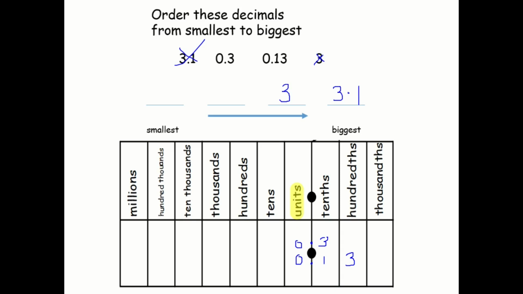And then what am I going to do next? I'm going to look at my tenths column, because these have both got 0 in the units column, so I can't compare them using that column. Look here, we've got a 3 and a 1, so the 3 is obviously bigger than the 1, which means the 0.13 is the smallest. And then the 0.3 goes here.